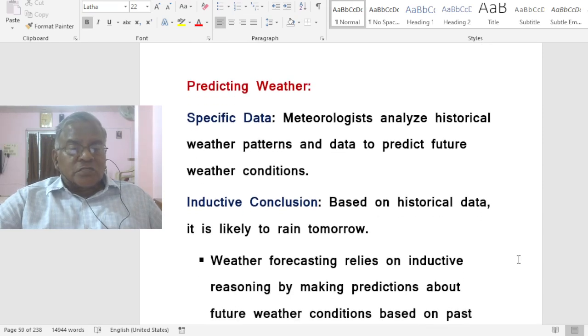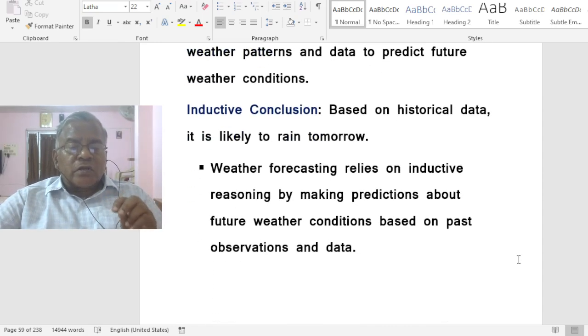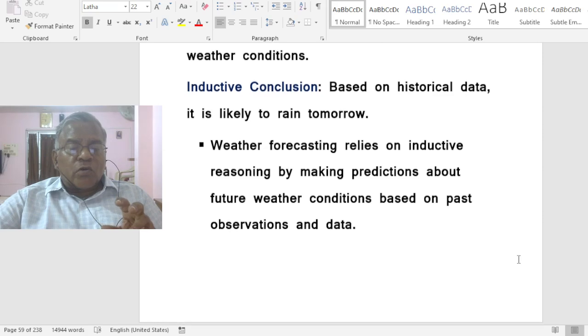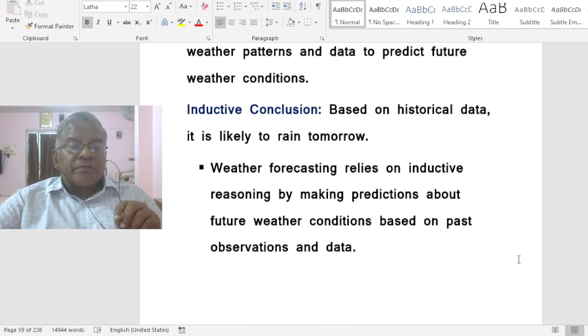Predicting weather also. Specific data: meteorologists analyze historical weather patterns and data to predict future weather conditions. What is the inductive conclusion? Based on historical data, it is likely to rain tomorrow. Weather forecasting relies on inductive reasoning by making predictions about future weather conditions based on past observations and data.